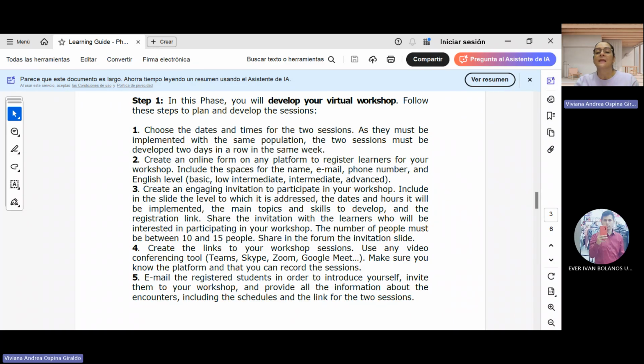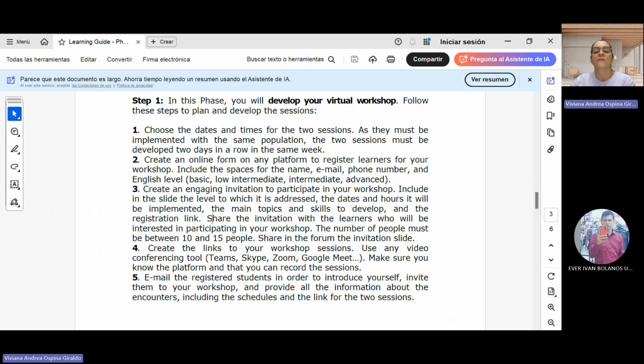You will decide at which language level you are going to do the workshop. So you need to include that on the invitation. And then you have to also write the date and the time, the main topics and the skills to develop. Which topics, what are you going to see, and which are the skills? Speaking, listening, writing, what are the skills that you are going to mainly work on?